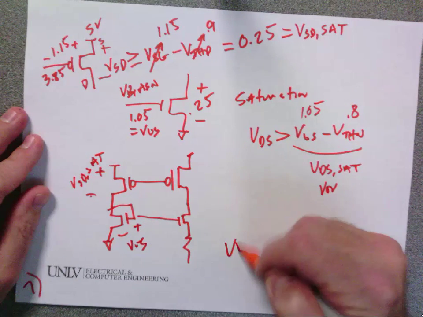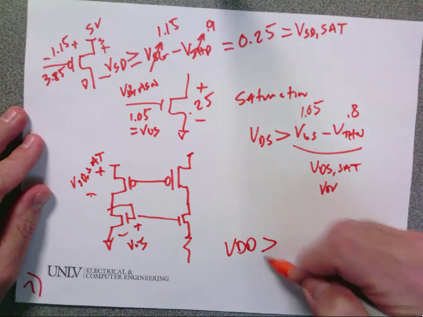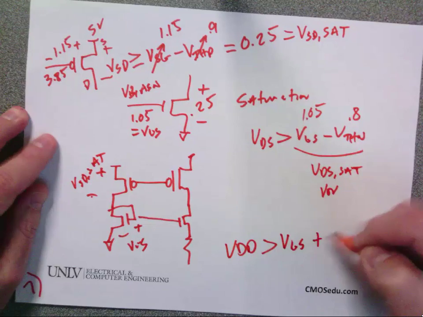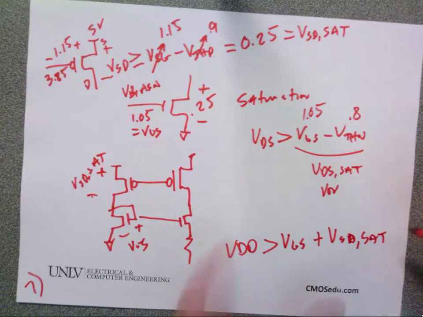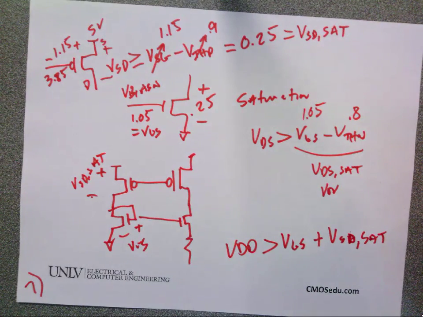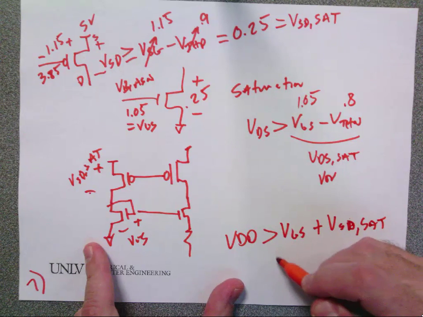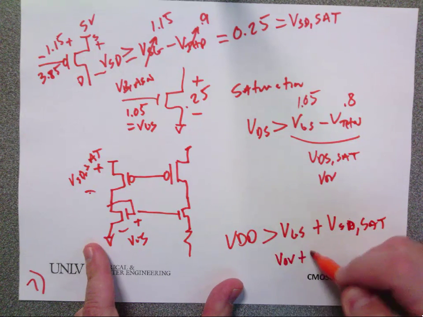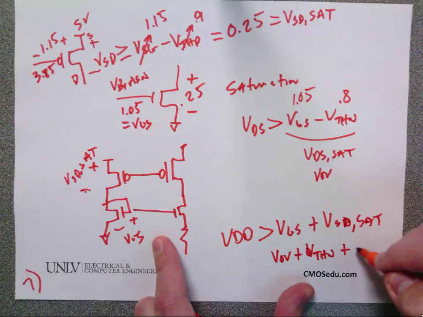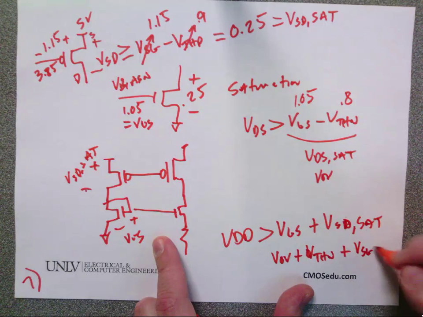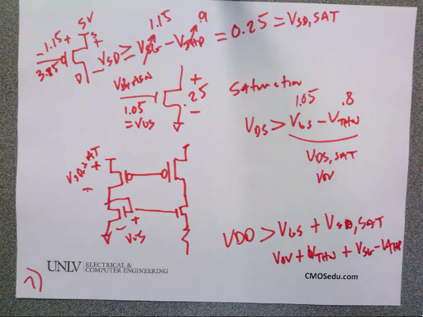VGS. So would you all agree that VDD has to be greater than VGS plus VSD sat? Does everybody agree with that? Or I could write that as V overdrive plus V threshold N plus VSG minus V threshold P. I mean, there's all kinds of different ways I could write it. But does everybody follow that? Any questions? So I'm going to do another sim.